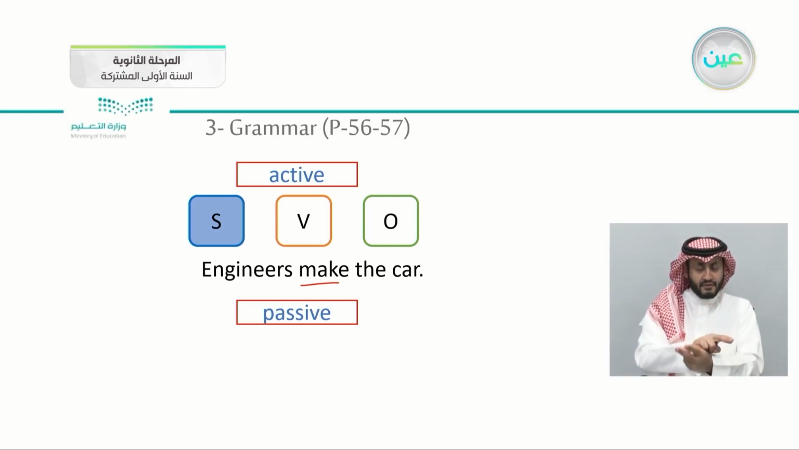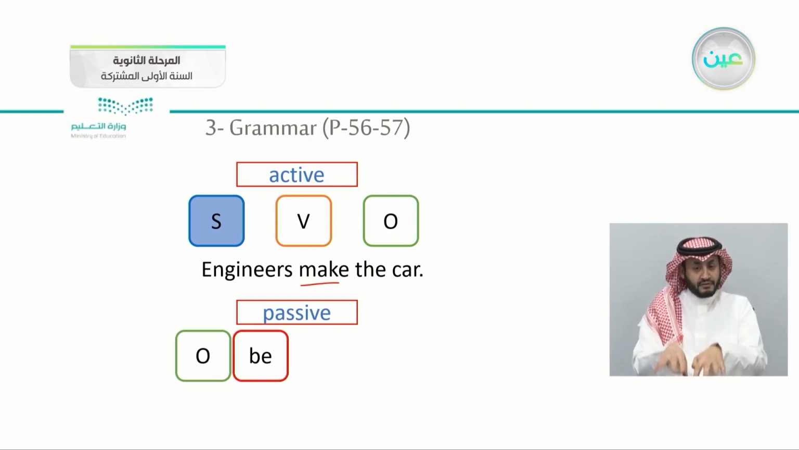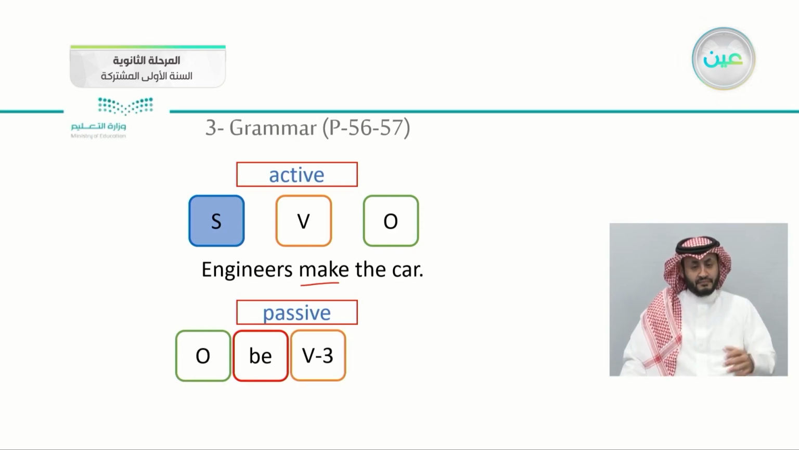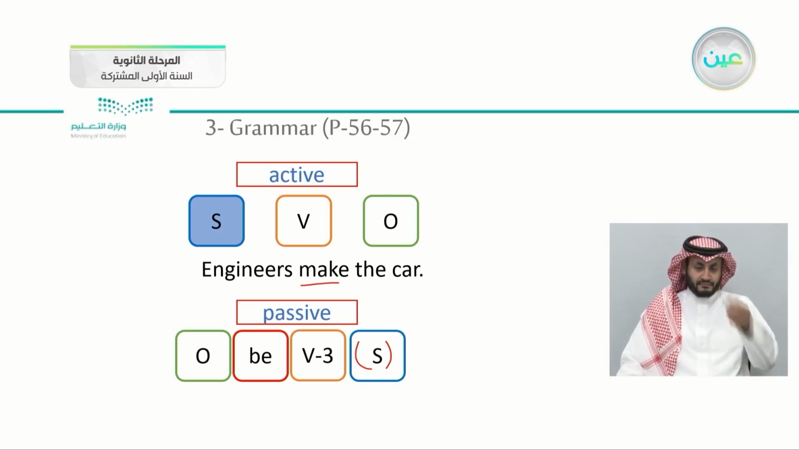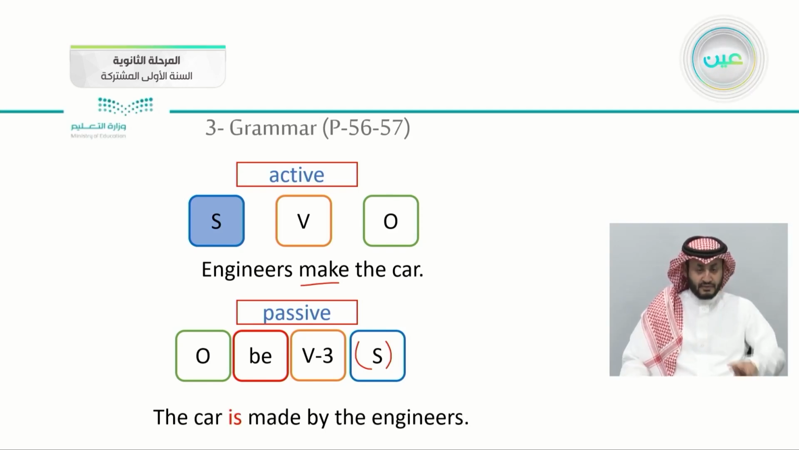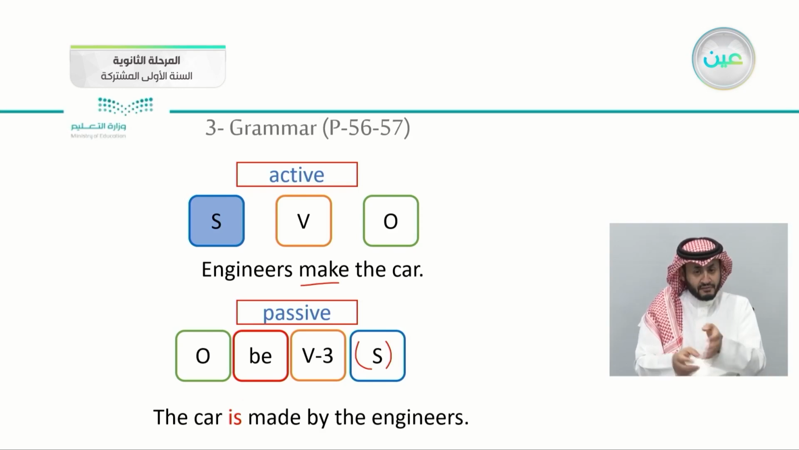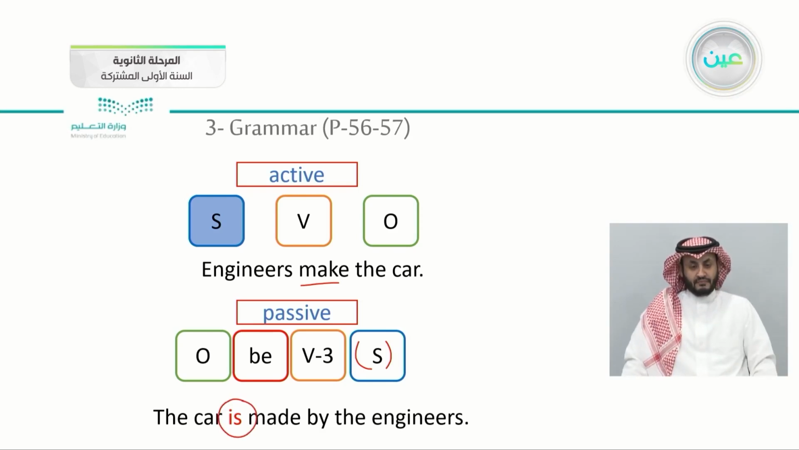If I want to change it into a passive voice, we will start the other way around. We will start with the object. So, object, verb to be. So we will make a difference between this active and passive. Verb number 3, and always verb number 3, then the subject. And this one, by the way, is optional. You can use it and you can take it out. So we start with the object. The car then is made by the engineer. And the verb to be is always important in the passive voice because it indicates the tense, is made. Because the action verb is always in verb number 3, the past participle form of the verb.